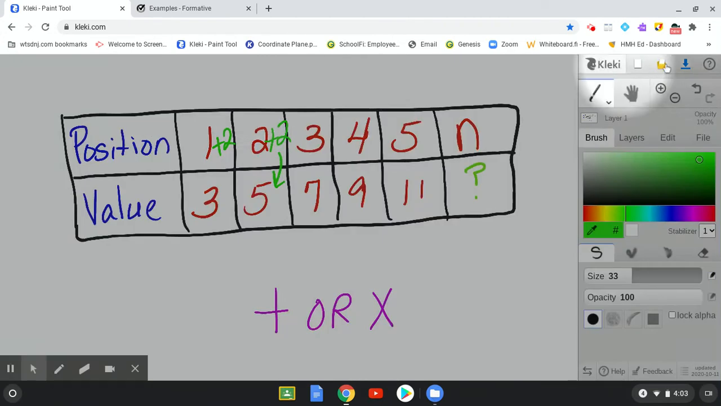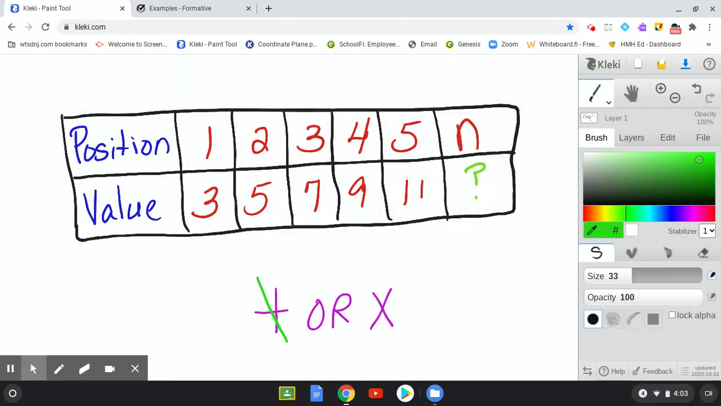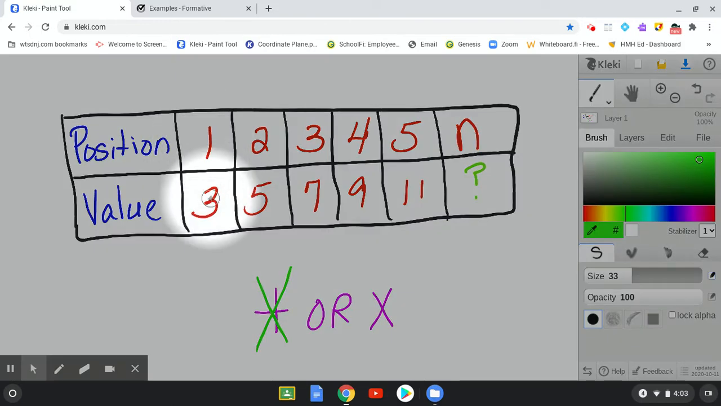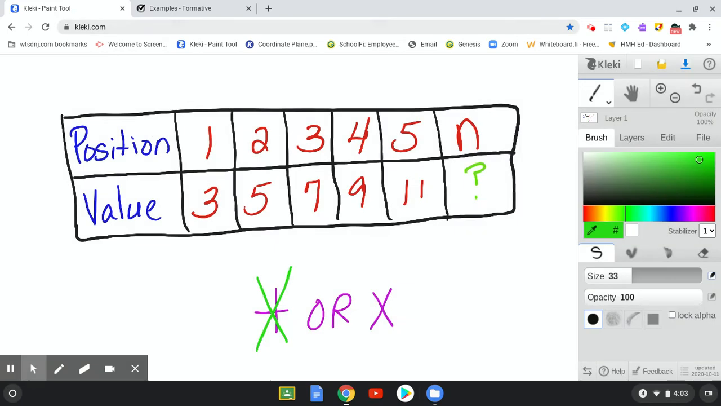So I know that I cannot use addition. Addition is not working. Okay? So addition doesn't work. So now I'm going to try multiplication. Well, 1 times what gives me 3? Well, 1 times 3 gives me 3.